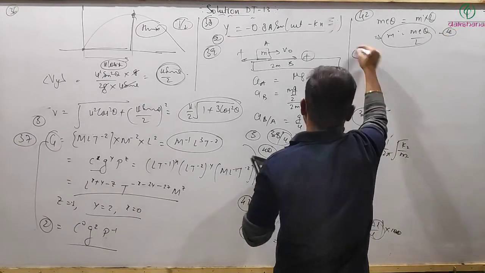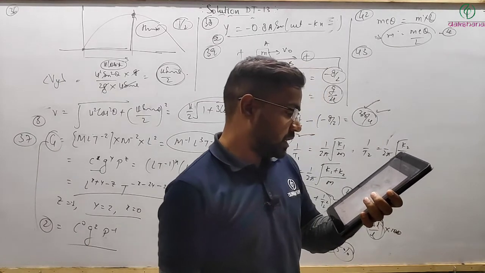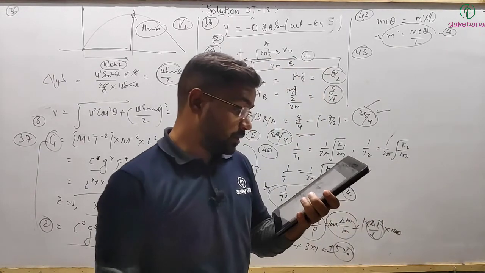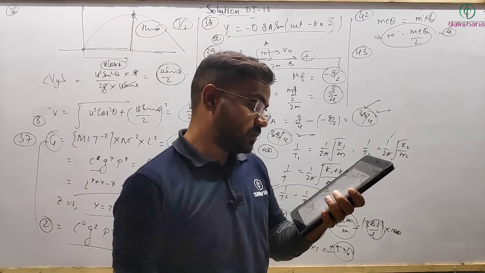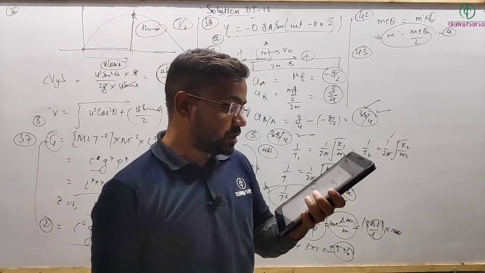Question number 43. An object hangs from a spring balance. The balance registers 30 Newton in air, 20 Newton when the object is immersed in water, and 24 Newton when the object is immersed in another liquid of unknown density. What is the density of the other liquid?